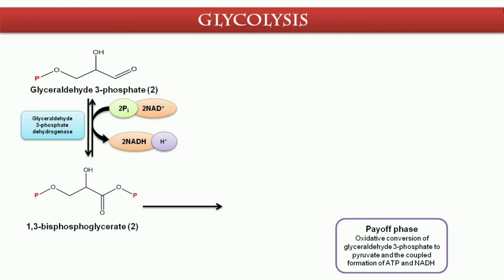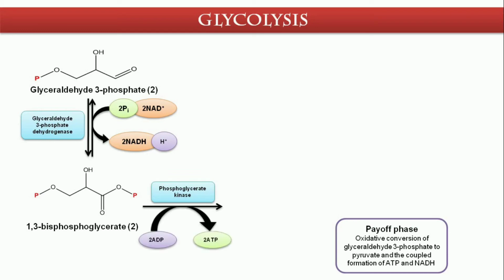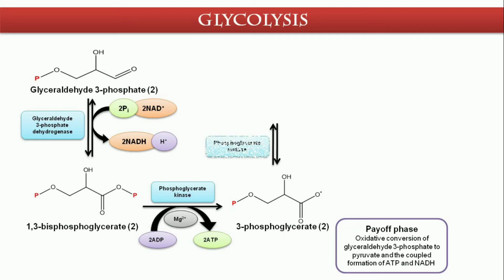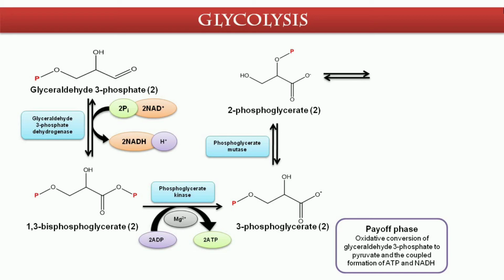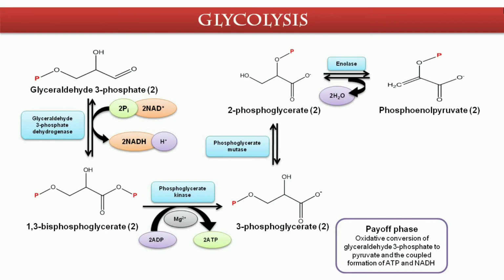Then the first ATP forming reaction occurs, which is also known as substrate level phosphorylation. With the help of phosphoglycerate kinase, 2 ADP is converted into 2 ATP with the help of magnesium ion to form 3-phosphoglycerate. Then again a reversible reaction occurs with the help of phosphoglycerate mutase to form 2-phosphoglycerate. Again a reversible reaction occurs with the help of enolase. Here 2 molecules of water are released and the product formed is phosphoenolpyruvate.